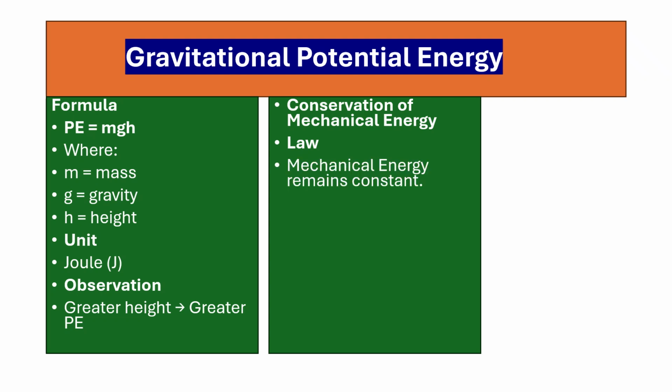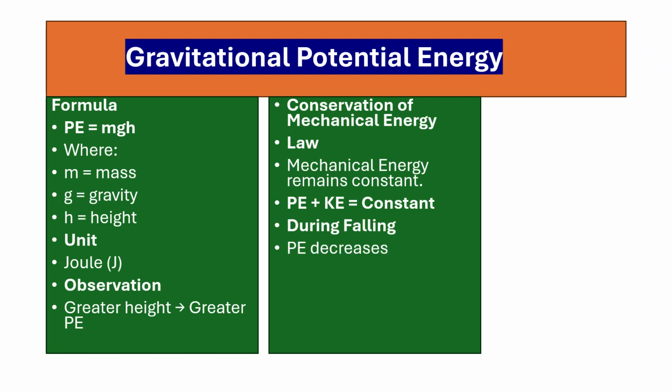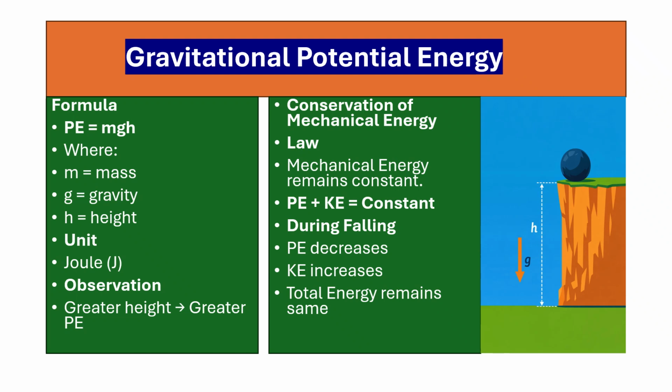Conservation of mechanical energy. When we understand this law, please remember that mechanical energy remains constant. Mechanical energy is potential energy plus kinetic energy, which is constant. During falling, potential energy decreases and kinetic energy increases, so total energy remains the same. Looking at the figure on the screen, we're talking about the height and small g.